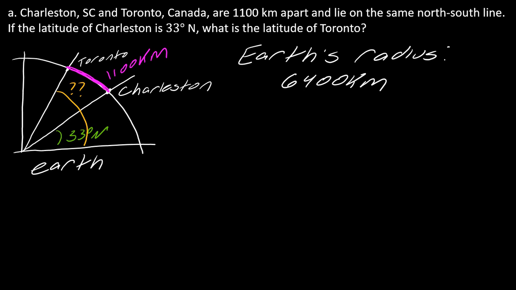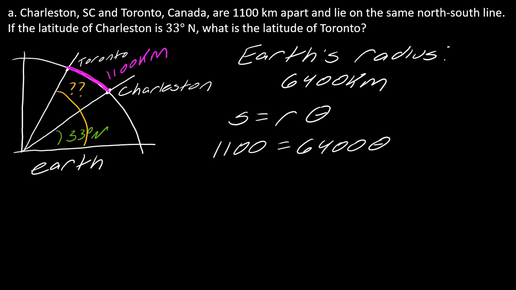Okay, so how does this all relate to arc length? Well, we are actually being given the arc length in this case, right? And then we know the radius. So if I know this arc length here, I can figure out this little sliver in here. And if I know this sliver, then I can add that to 33 degrees to get all of what the latitude of Toronto is, right?